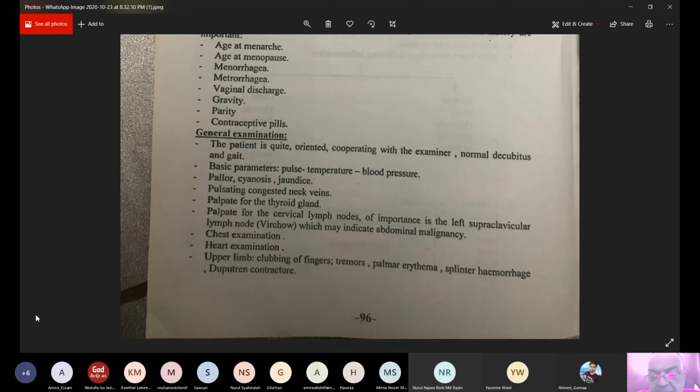And so if there is an abdominal malignancy, this enlargement of the Virchow lymph node, or the left supraclavicular node, is called Troisier sign. Troisier sign. How does it come about? Suppose we have an abdominal malignancy like that of the colon, of the pancreas, of the stomach.